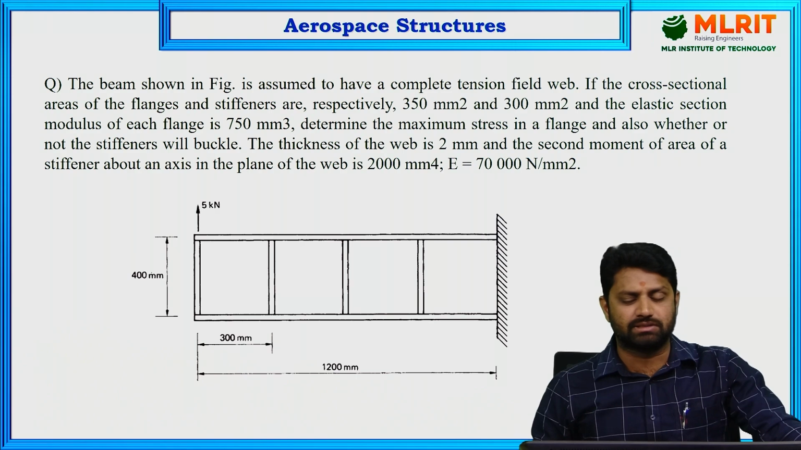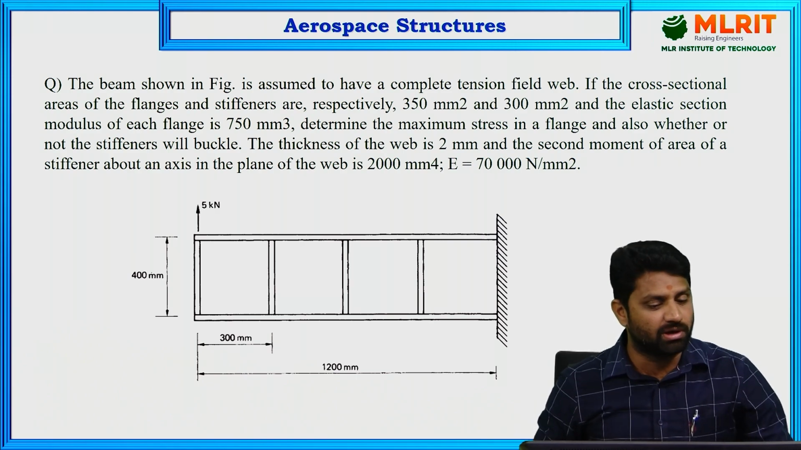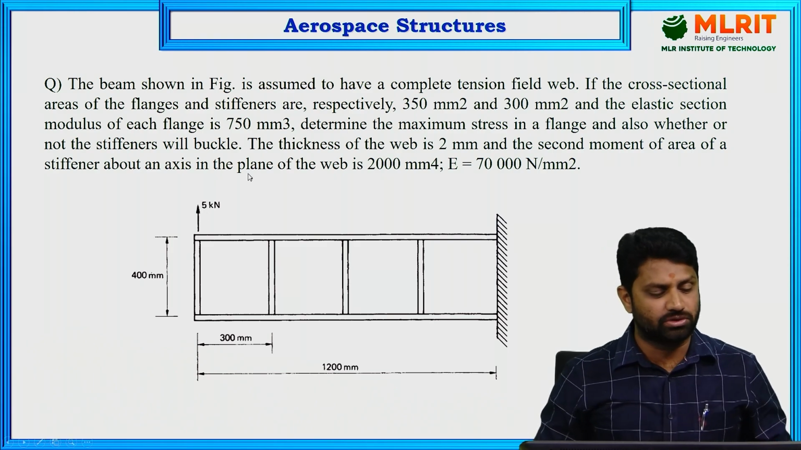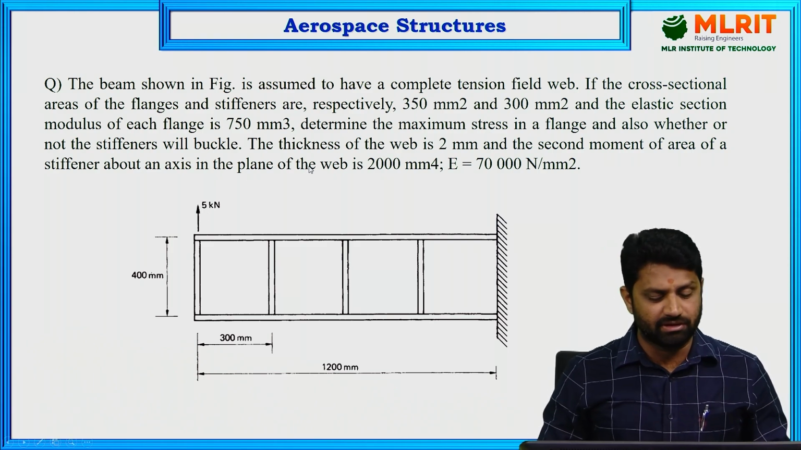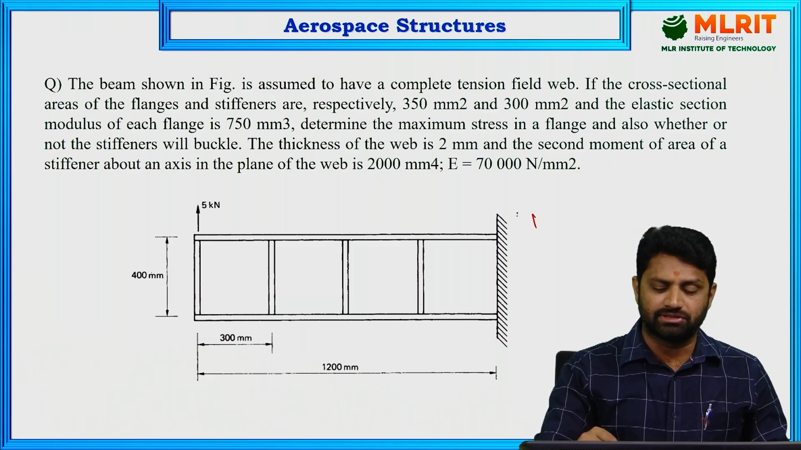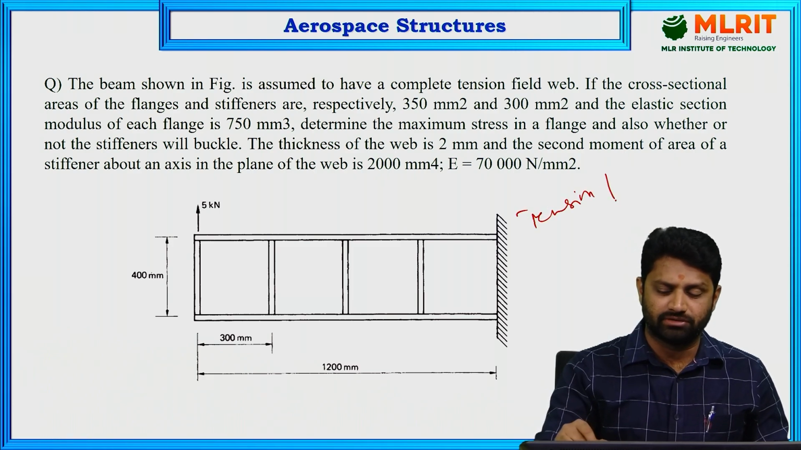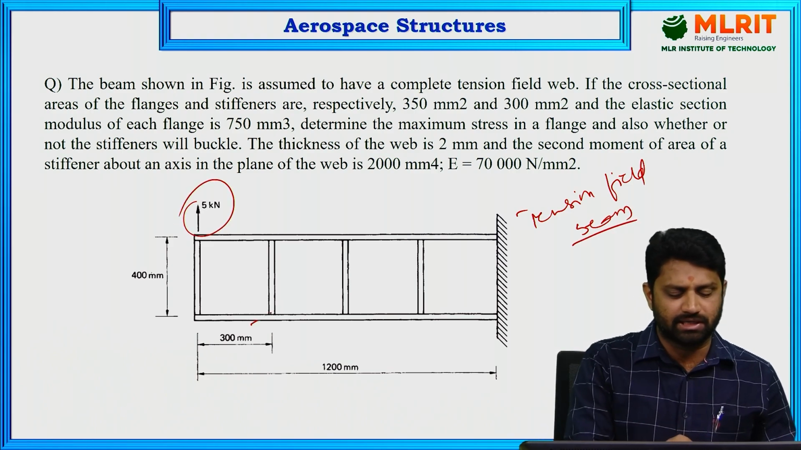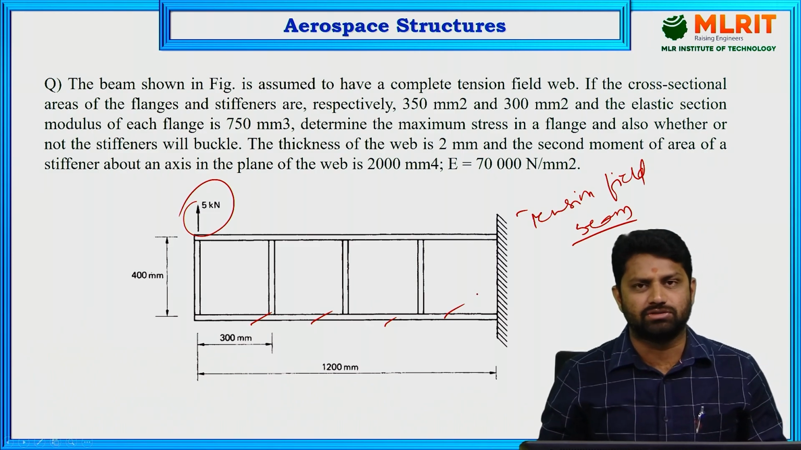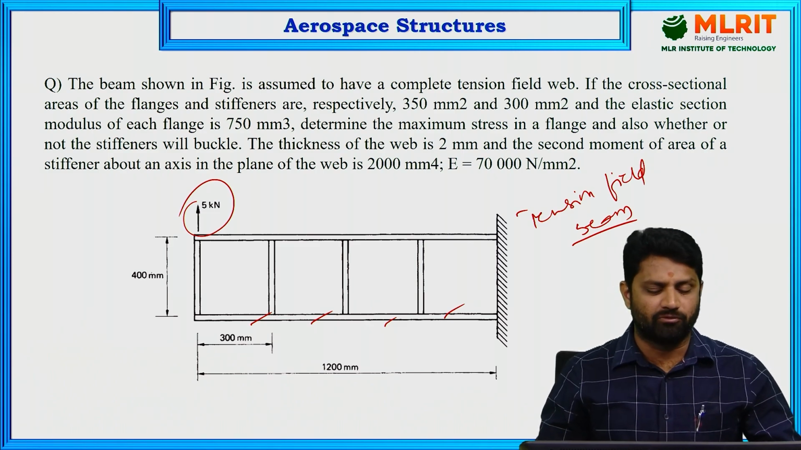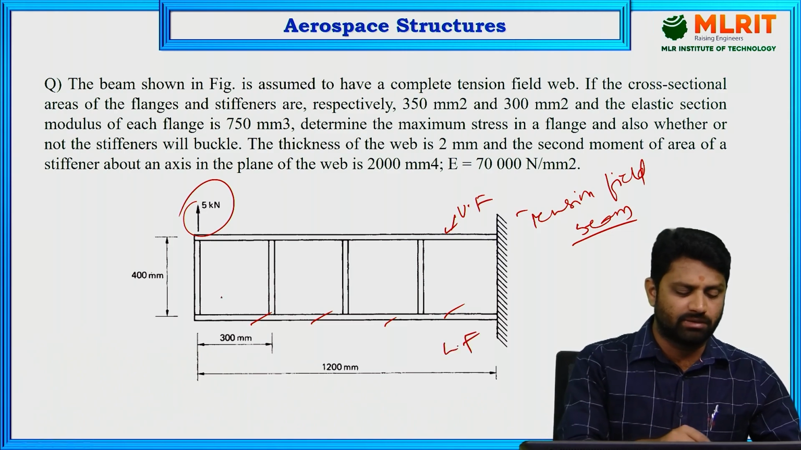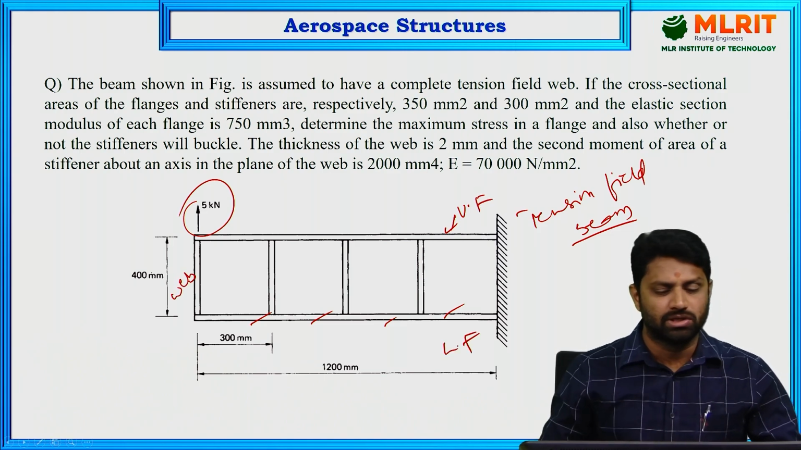For instance, let's try a problem on compressed tension field beams. The question shown here is a cantilever beam, a tension field beam, in which a 5 kilonewton load is applied. Clearly you can see it comprises flanges as well as a web. One upper flange and one lower flange are connected by a thin web, as shown here. So let's look into this problem.